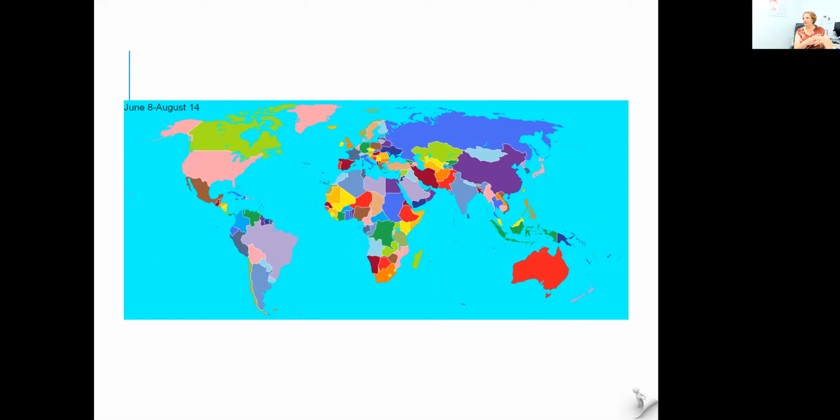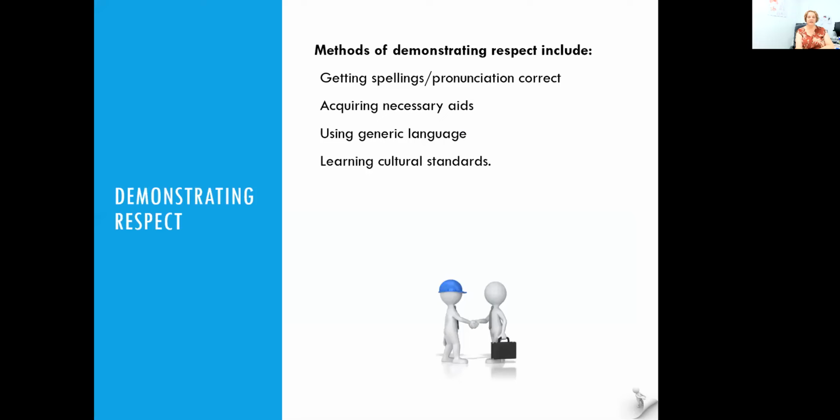But we still are a little bit of a global village. Like you were saying, we have multicultural relationships all over the place, and in our own families we do too. So we are still a global village, even though they might not want us to be, but we are. Yeah, so demonstrating respect and getting the spelling and pronunciation correct, acquiring necessary aids.